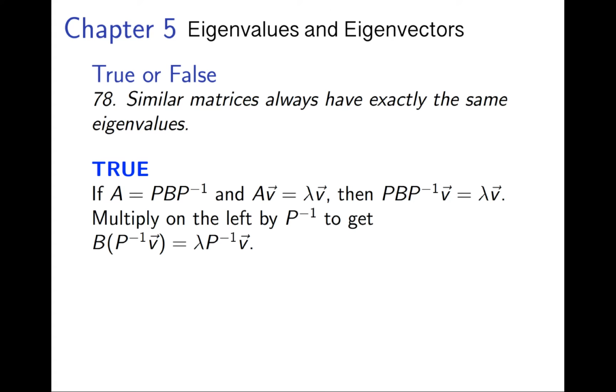That didn't show us that we have the same eigenvalue yet, but we could multiply on the left of both sides of this equation by P inverse to get B P inverse V is equal to lambda P inverse V. And so this shows that A and B both have lambda as an eigenvalue. The corresponding eigenvector for A would be V. The corresponding eigenvector for B would be P inverse V.